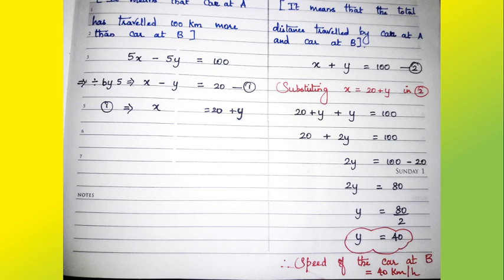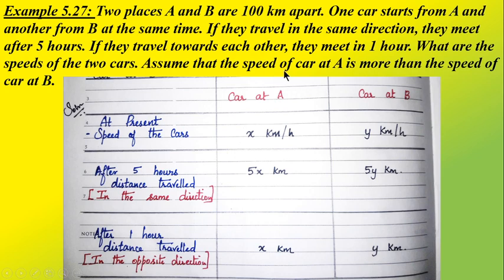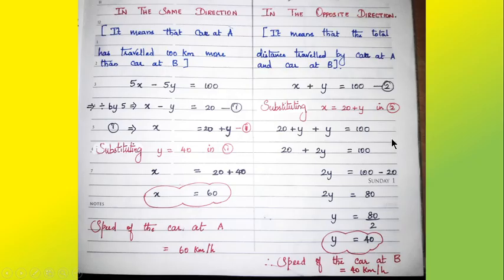What is y actually? The speed of the car at B is equal to y, we have assigned it, right? So we found the speed of the car at B is equal to 40 km per hour. When you substitute y is equal to 40 in equation 1, you can find the speed of the car at A. So x is equal to 60. The speed of the car at A is 60 km per hour. This is what our aim was to find: the speed of the cars. The speed of the car at A is x and the speed of the car at B is y, and we found the values of x and y and got the answer.